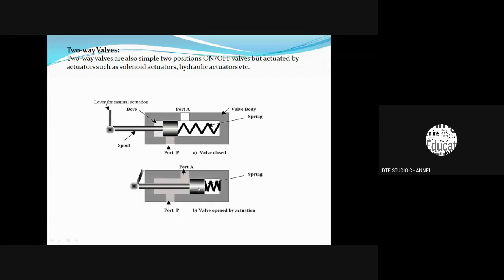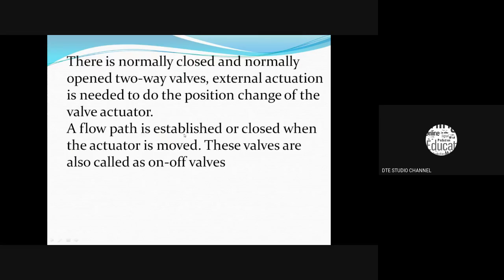There are two positions to supply fluid to the actuator. Two ports are there, and two positions are there. That's why this is called a 2x2 DC valve. I will show you the symbol for representing the 2x2 DC valve. It is normally closed and normally opened two-way valves. External actuation is needed to do the position change of the valve actuator.